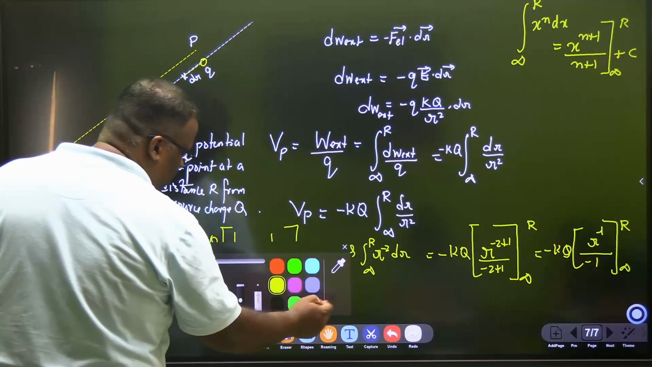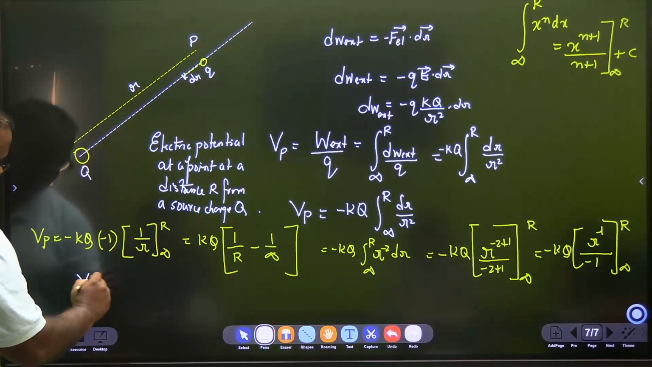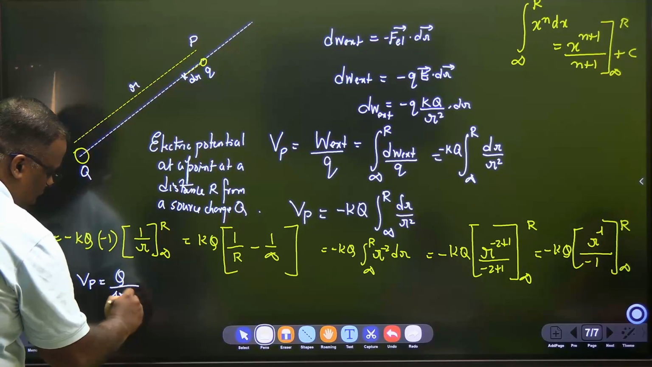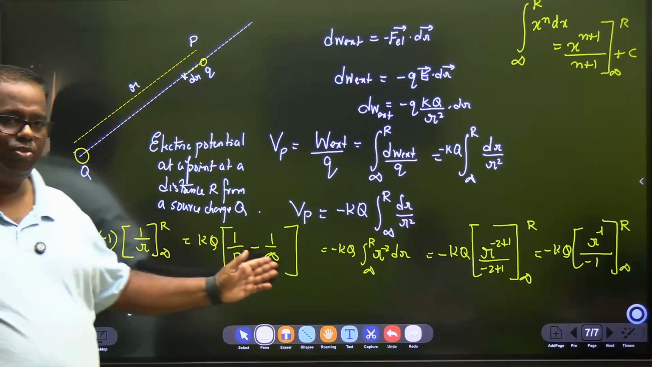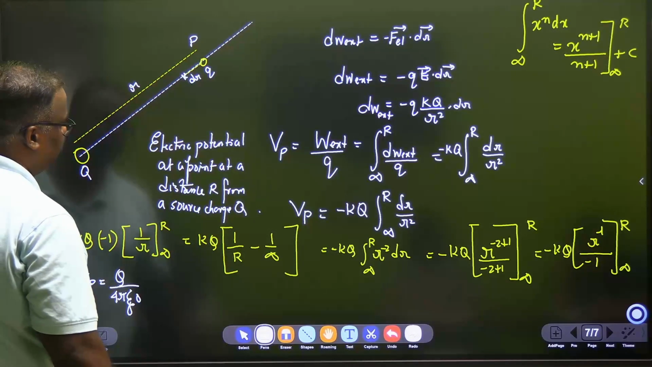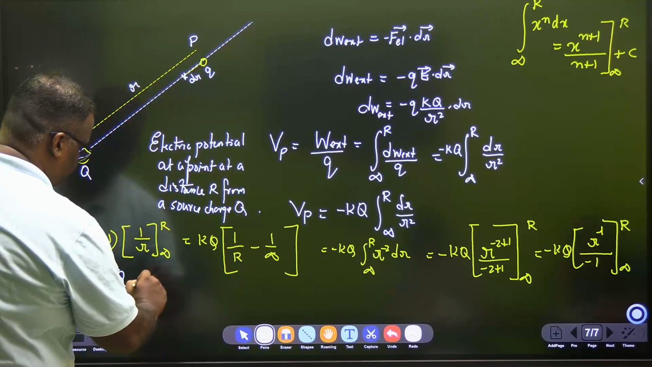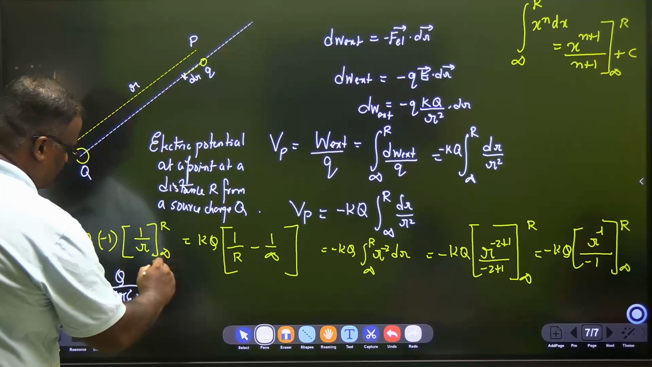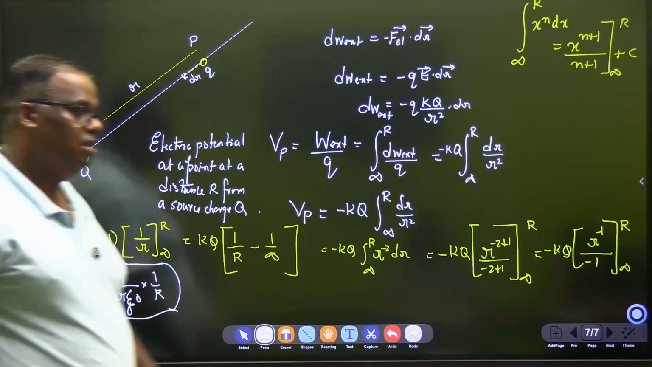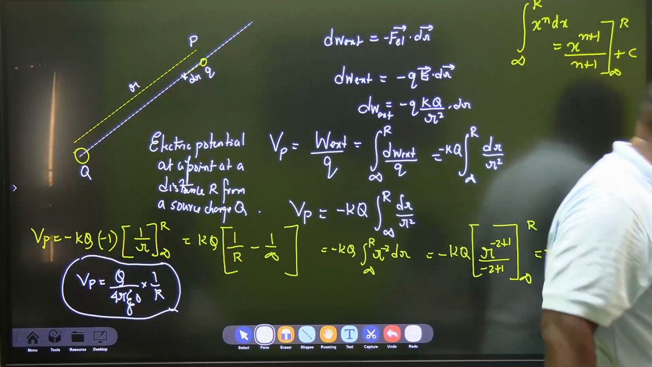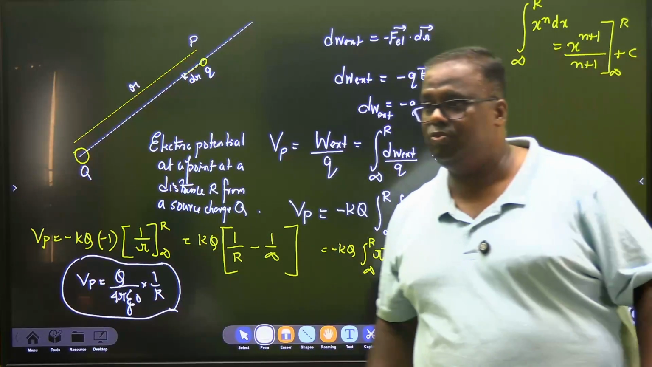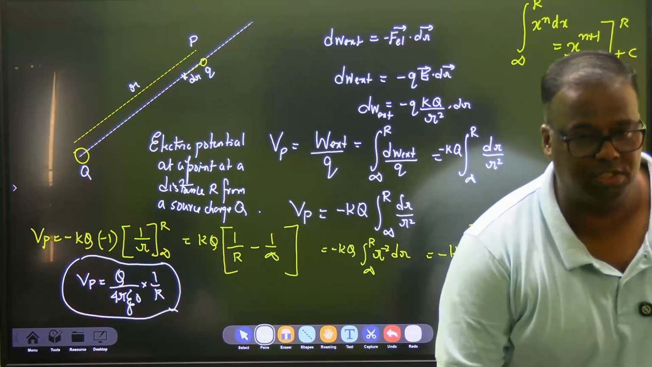I'm changing the color of the pen now. So the potential at a point is k, and K is what? Q by 4 pi epsilon naught, times 1 upon r, since 1 upon infinity is zero. This is the value of electric potential at a point. Remember, electric potential is a scalar quantity, so you will use the sign. It will be negative potential if Q is negative, positive potential if Q is positive.